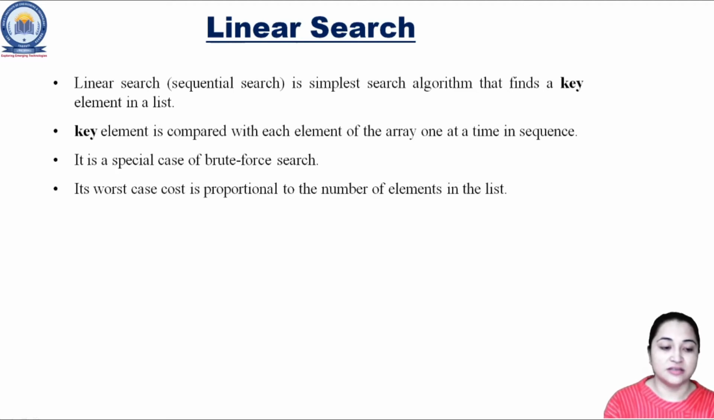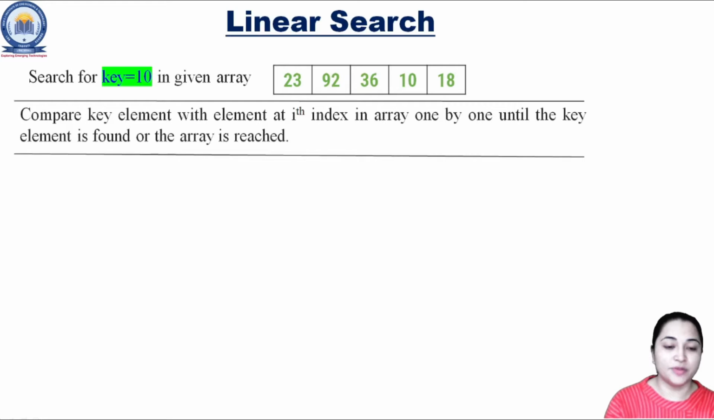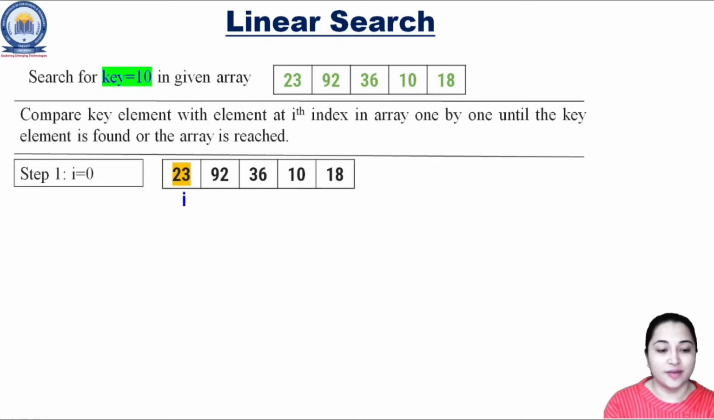So let us now see the example of linear search. Okay, so we have to search for key 10 in the given array. We are given this array, and we have to compare the key element with the element at the ith index in the array one by one until the key element is found or the end of the array is reached. So in the first step, our index i will be pointing to 0, and we will compare the key element with the 0th element. So the key is 10, but i is pointing to 23.